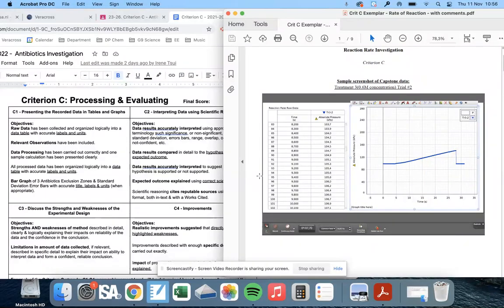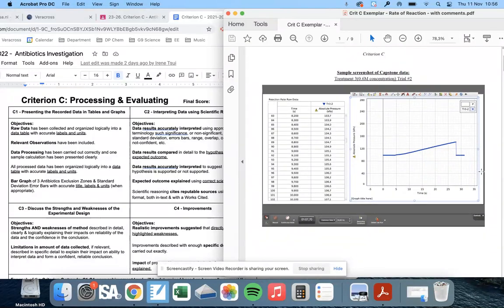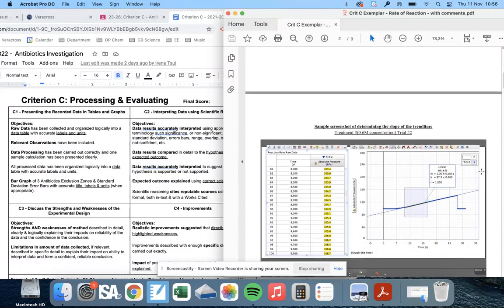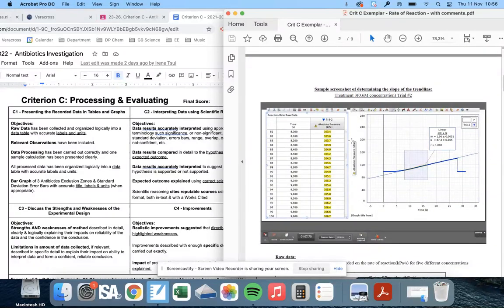This won't be relevant for all Criterion C lab reports, but if you are using a data logger, your raw data is the data that's in that Capstone software. So you should include one sample screenshot as evidence of your raw data. The raw data then gets processed.